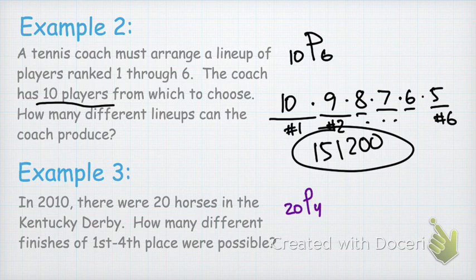Or you could find it by saying, well, there's 20 horses that could place first, and 19 that could place second, and 18 that could place third, and 17 that could place fourth. So last time I did a multiplication answer, so this time I'm going to do 20 and go into the math menu and choose nPr and then 4. So 20 nPr 4 is 116,280. Wow, that's a lot.